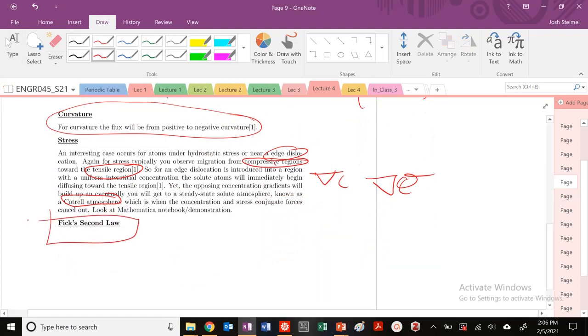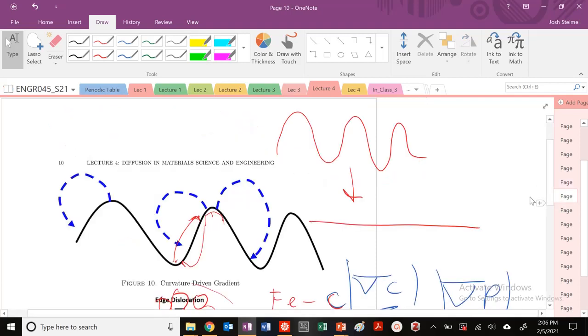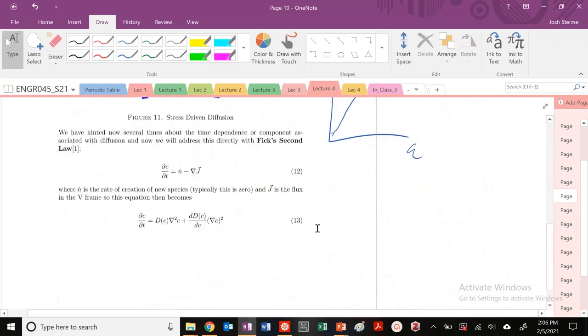So next time we are going to get into Fick's second law and determine how we can describe this. So far we've been looking at the direction of flux, but we know that diffusion is a function of time and position x. So we are going to get into Fick's second law next time.